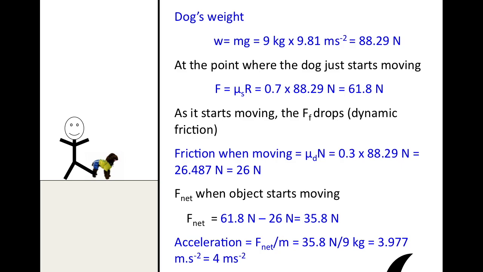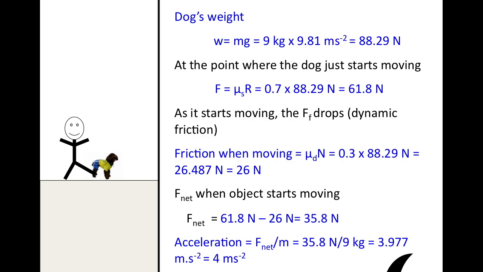At the point where the dog just starts moving, we can use this equation. So we have F equals mu sub s times R. We have been given the coefficient of static friction as 0.7. We multiply that by the R, which is 88.29 newtons, and we get a total of 61.8 newtons. As it starts moving, the friction force does drop and becomes dynamic friction.